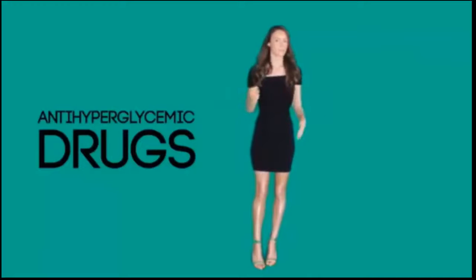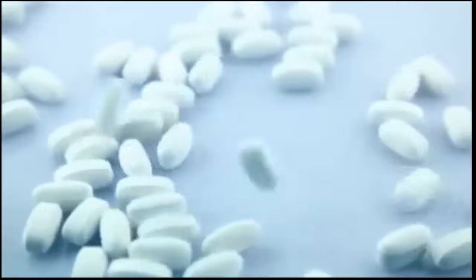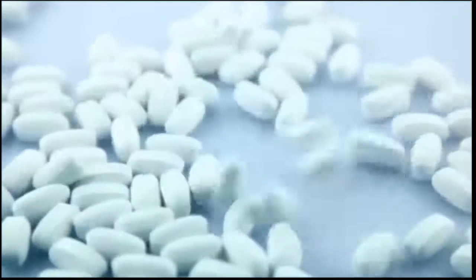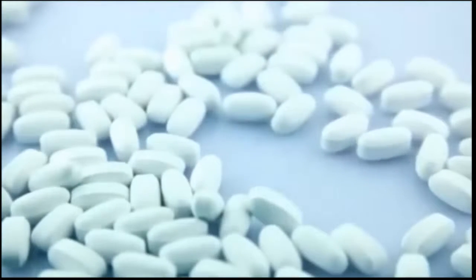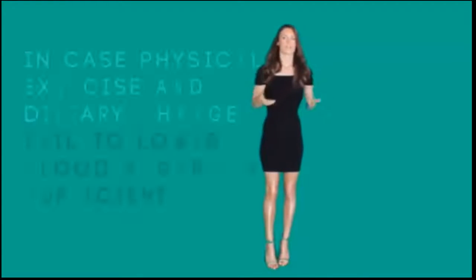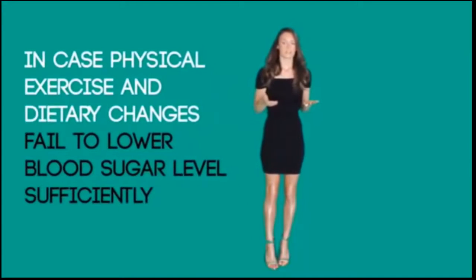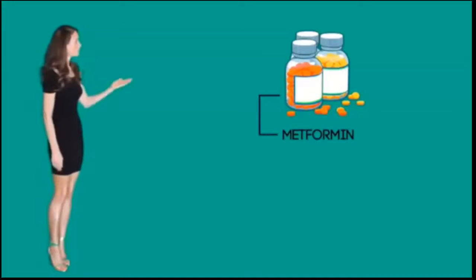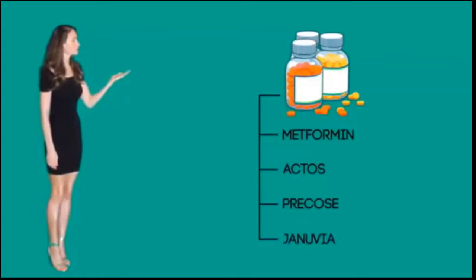Anti-hyperglycemic drugs. Patients, especially with type 2 diabetes, can take anti-hyperglycemic drugs to control blood sugar levels. These drugs do not help type 1 diabetic patients, but can lower blood sugar levels in type 2 diabetic patients to a significant amount. They are usually given to these patients in cases where physical exercise and dietary changes fail to lower blood sugar levels sufficiently. These drugs come in tablet form, and tablets are taken orally before or after meals or as suggested by the doctor. Examples include metformin, Actos, Precose, and Januvia.